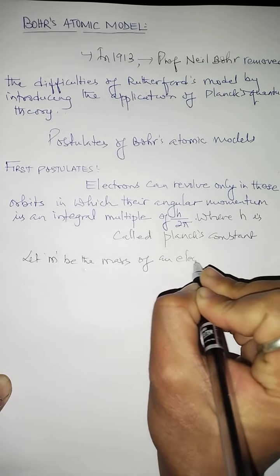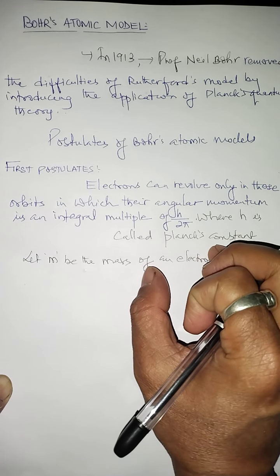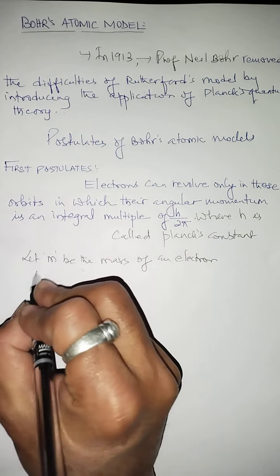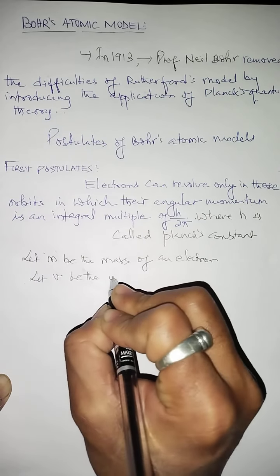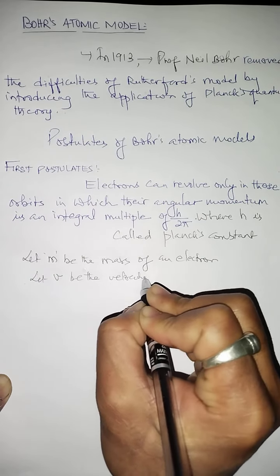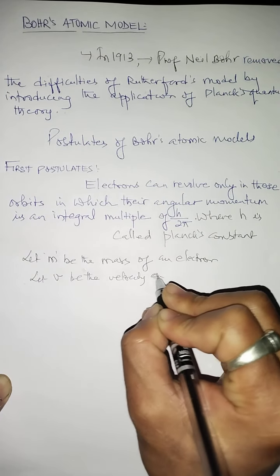And this electron revolves with a velocity, and that velocity I consider as v. So I write small v be the velocity of an electron. Velocity of an electron.